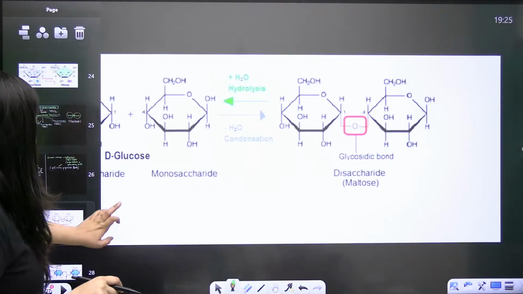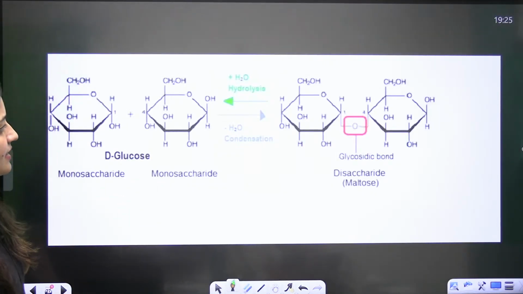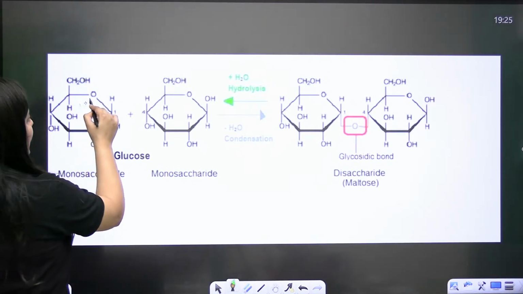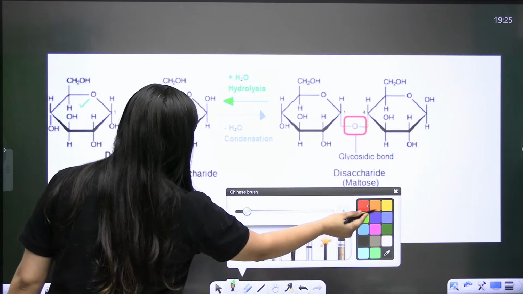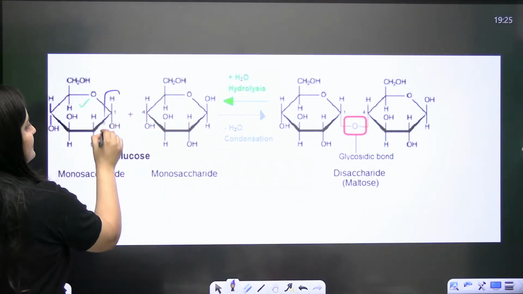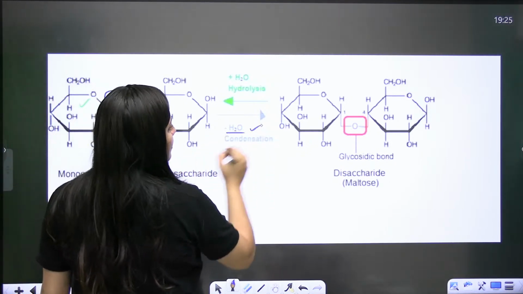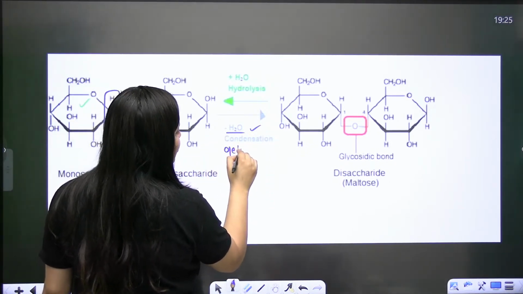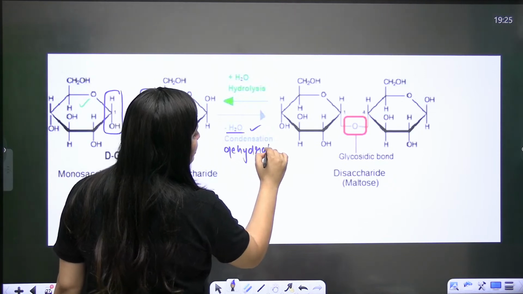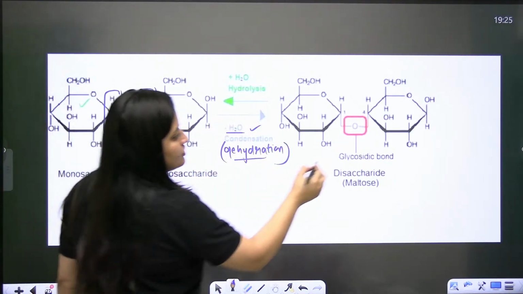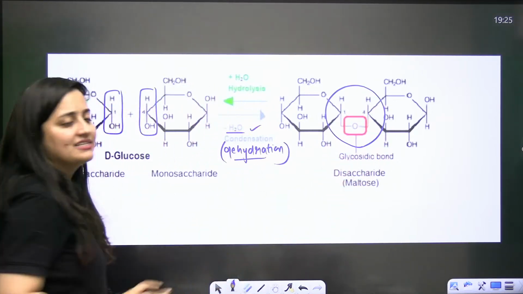So this is the example of a disaccharide, maltose. Here you can see one glucose and another, they are joining together. So this is the first carbon, this is the fourth carbon. When water is released, when there is the dehydration, dehydration means release of water, means condensation of these two sugars together. So this is your glycosidic bond, and here you can see the maltose.